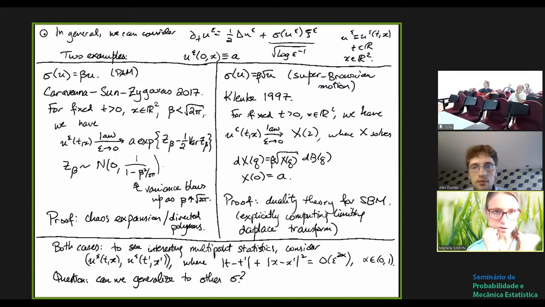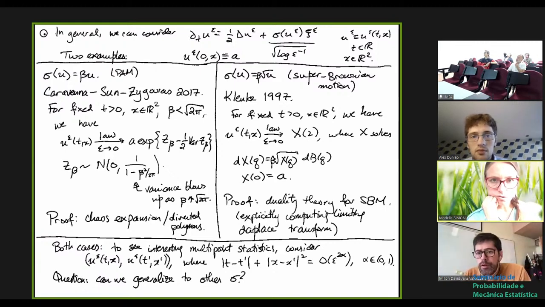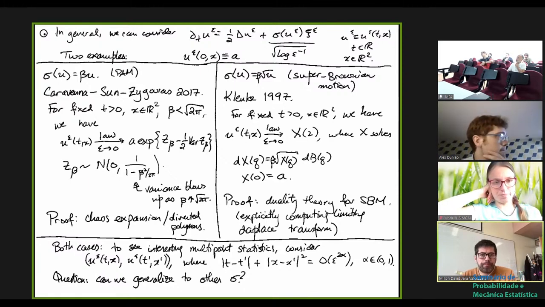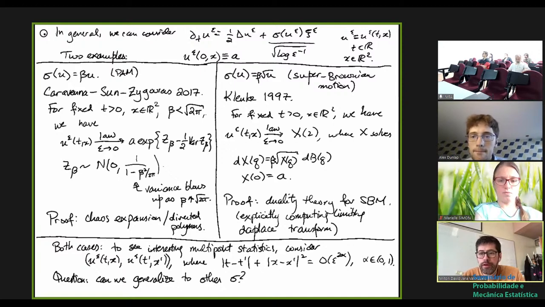Okay, any other question? I have a question. If I'm not mistaken, in the world of super Brownian motion, getting out of the square root of u regime, or putting something that looks like square root of u at zero, is extremely difficult. Do you see some of these difficulties in your work as well?